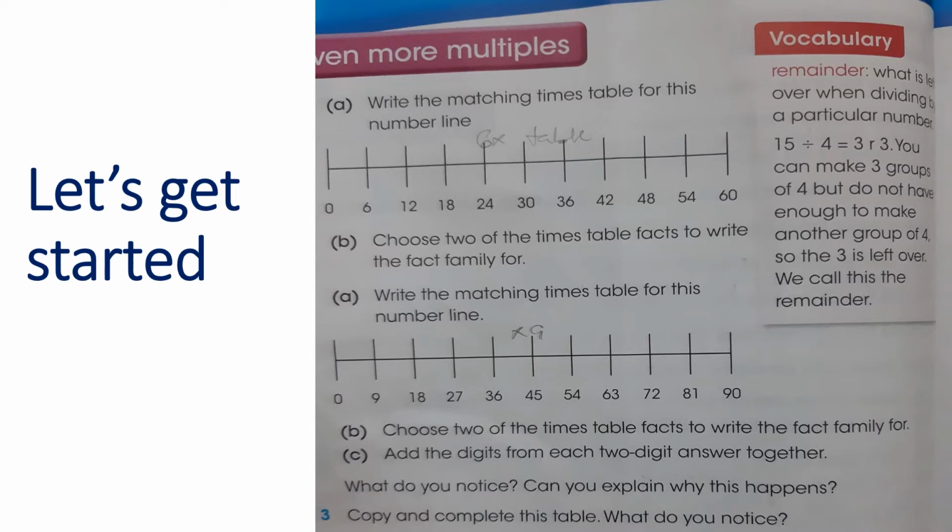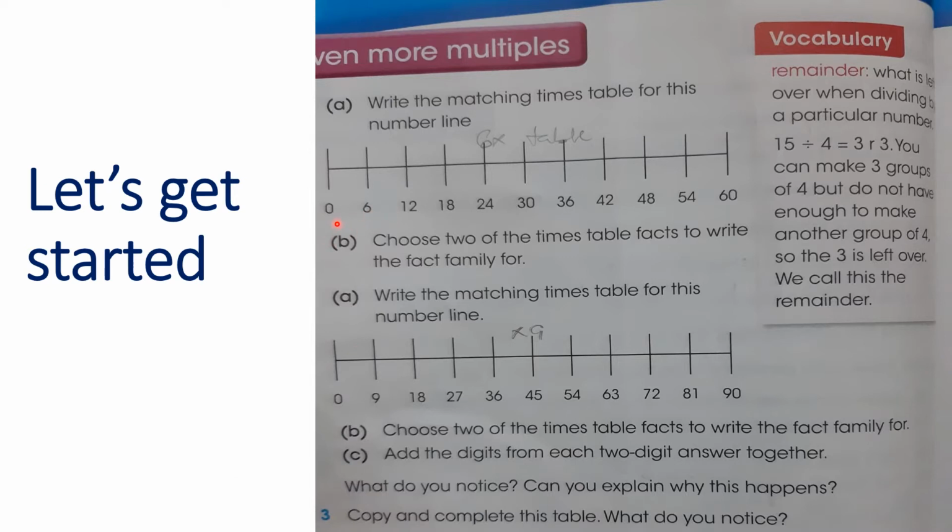This says "even more multiples", that's the topic for today. Write the matching times table for this number line. Look at the number line that we have. Look at it carefully. How many hops are we making? From 0 to 6, how many? We're counting in what? In 6. That means this must be the multiples of what?